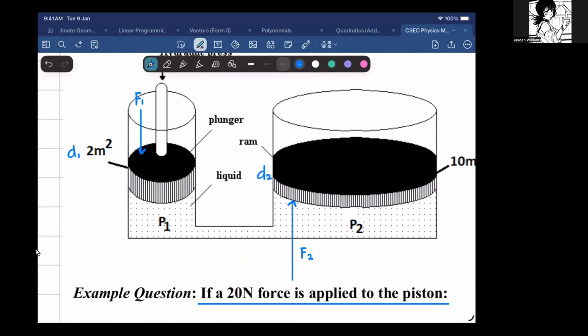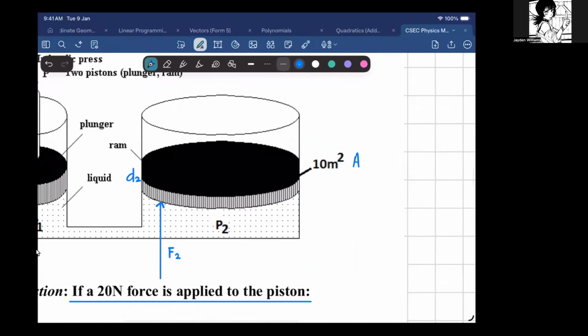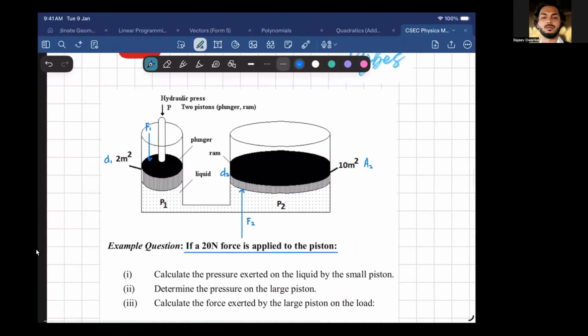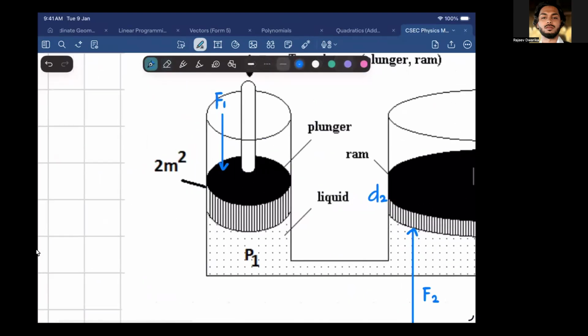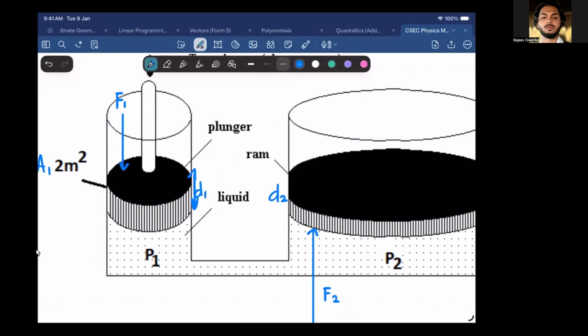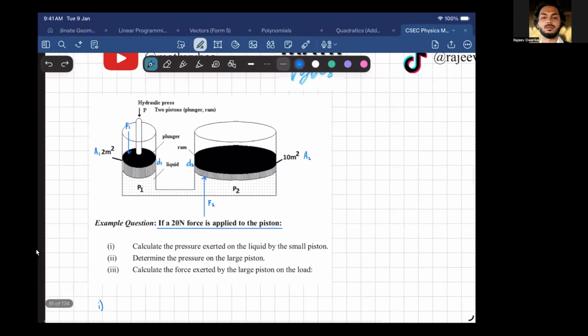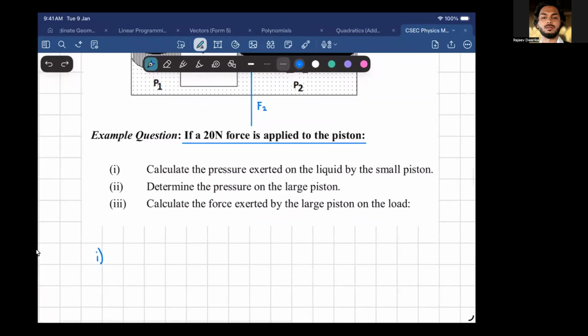This is going to be D2, right? And this part over here is going to be A what? A2. Wait, this is not D1. This is A1. D1 would be the distance moved. I don't think they ask us that. That's a good opportunity for me to add in a new question. So Jaden, we label everything. Great. Part one, calculate the pressure exerted on the liquid by the small piston.